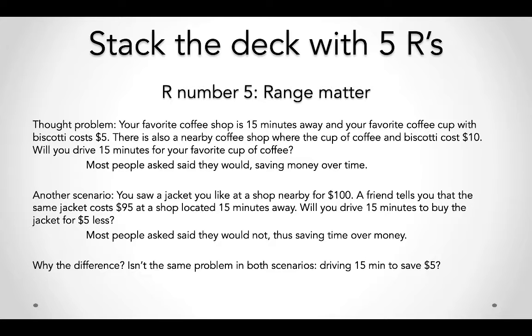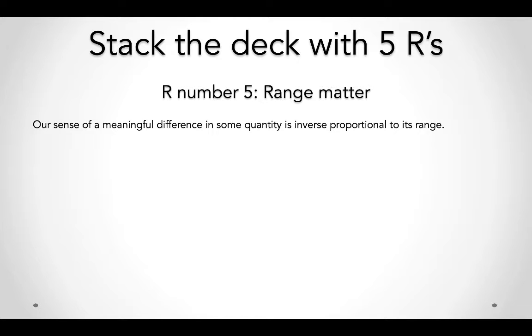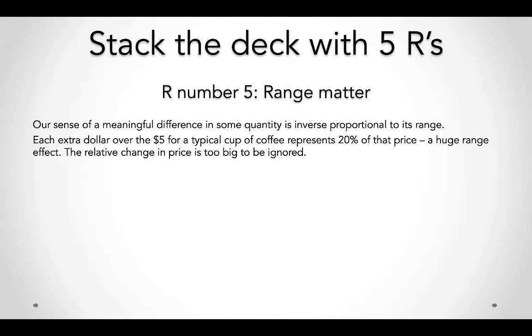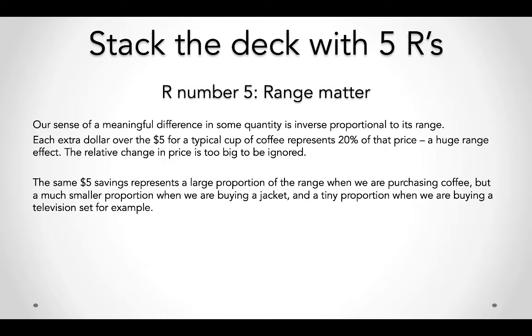In the first case, $5 out of $10 is 50%. In the other example, $5 out of $100 is 5%. So the range is different and we treat this differently. Our sense of a meaningful difference in some quantity is inversely proportional to its range. Each extra dollar over the $5 for a typical cup of coffee represents 20% of that price, a huge range effect. The relative change in price is too big to be ignored. The same $5 saving represents a large proportion of the range when we're purchasing coffee, but a much smaller proportion when we're buying a jacket, and a tiny proportion when we're buying a television set, for example. So our perception of $5 changes depending on the range.